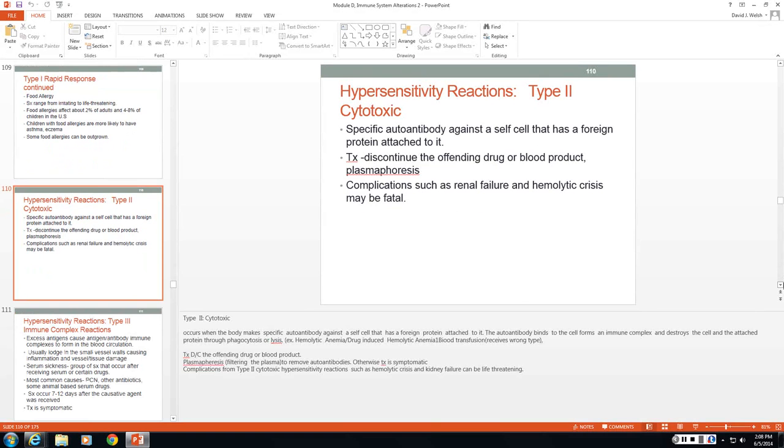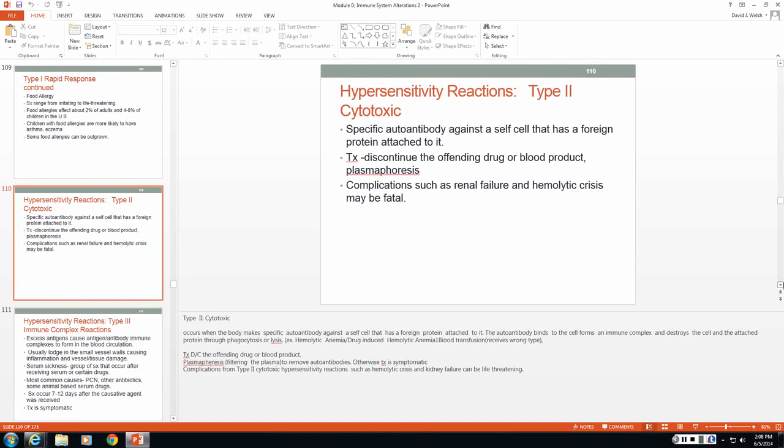Now let's talk, we're going to switch over to type 2 cytotoxic hypersensitivity. Usually occurs when the body makes specific autoantibody against a self cell that has a foreign protein attached to it. The autoantibody binds to the cell. It forms an immune complex and destroys the cell and the attached protein through phagocytosis or lysis.